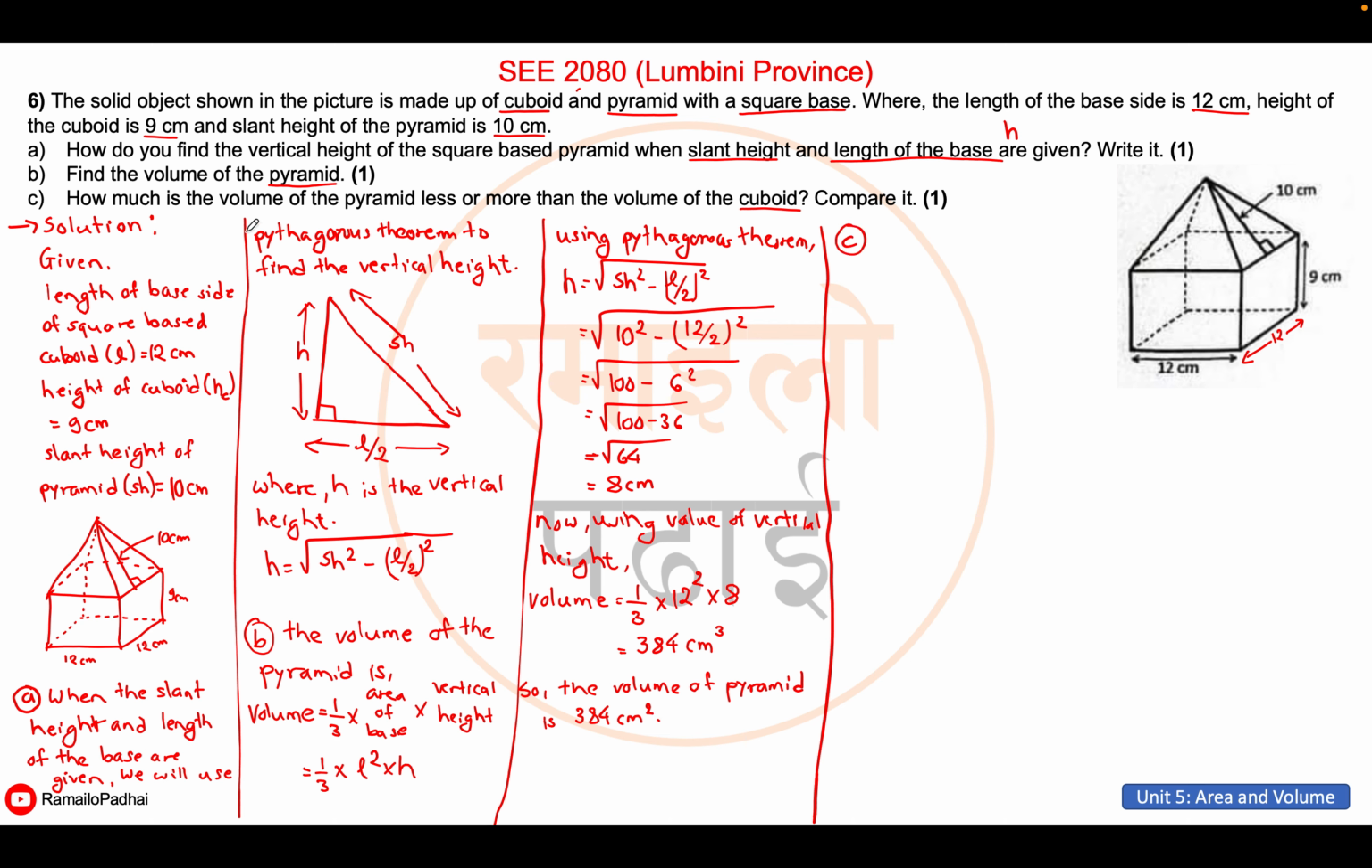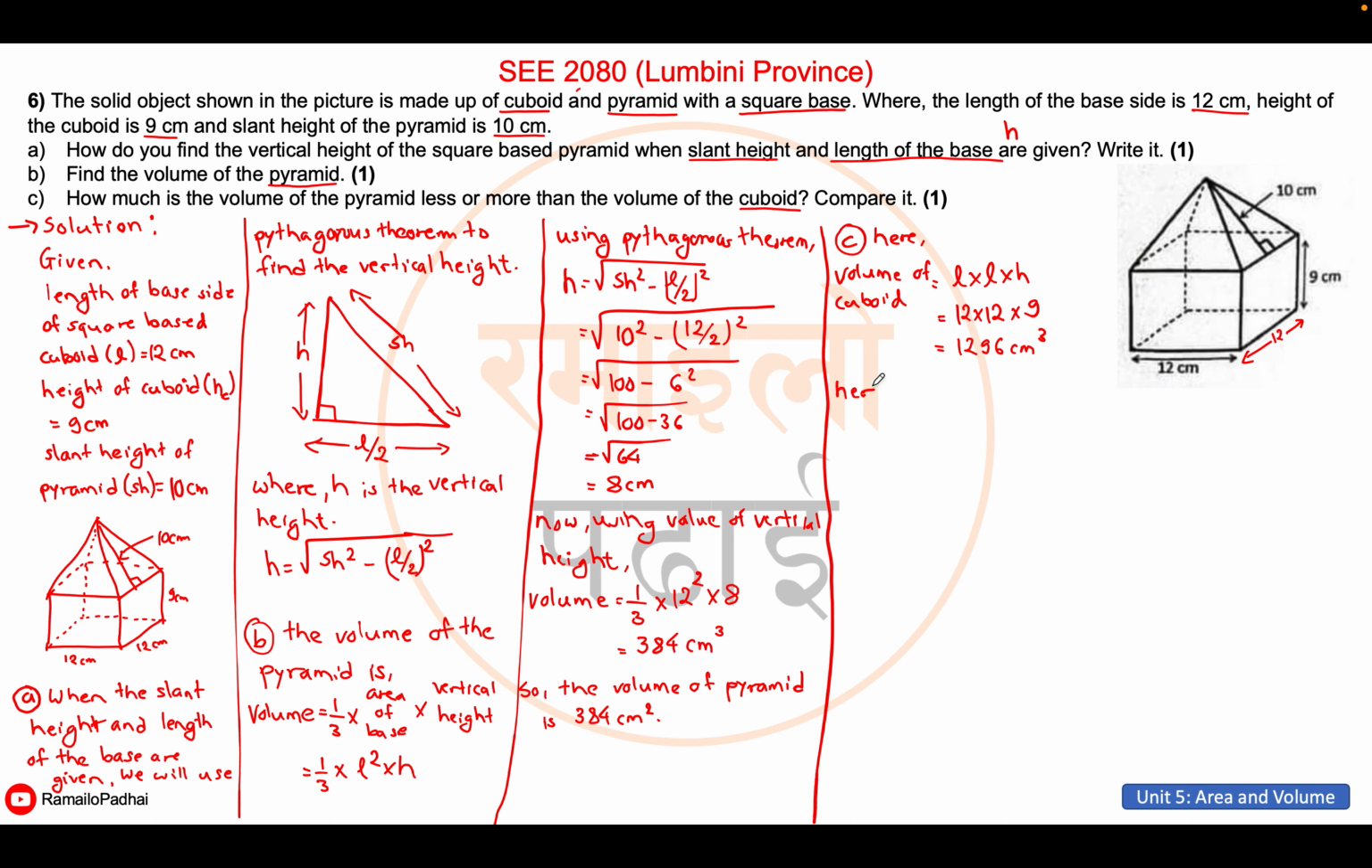In C, we are asked to compare the volume of the pyramid with the volume of the cuboid. So we will first find the volume of the cuboid. Here, volume of cuboid is equal to L into L into HC, and that is equal to 12 times 12 times 9, which is equal to 1296 centimeter cube.